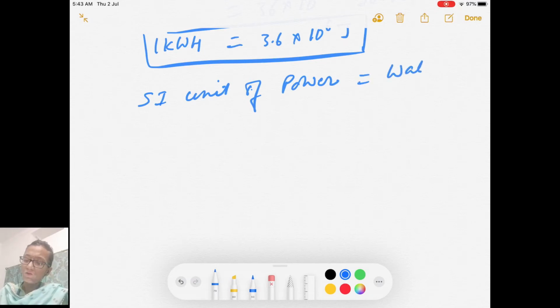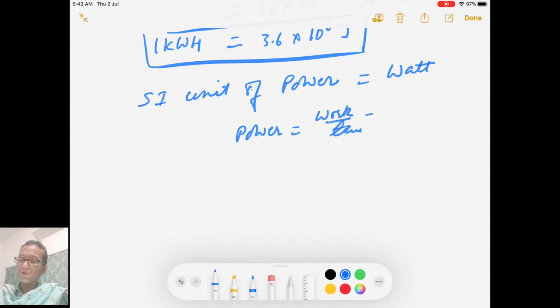So it is equal to watt, and we also know that power is equal to work per unit time, and for work we have unit joule, as energy is the capacity to do work. So work will have the same unit as the unit of energy. So for work we will write joule, per unit time, for time we will write second. This is also the SI unit of power, watt or joule per second.